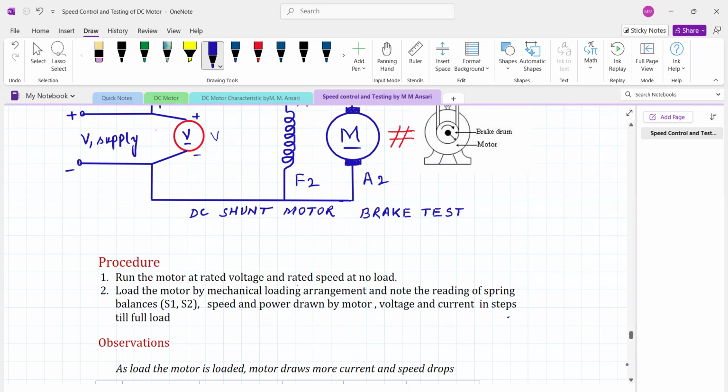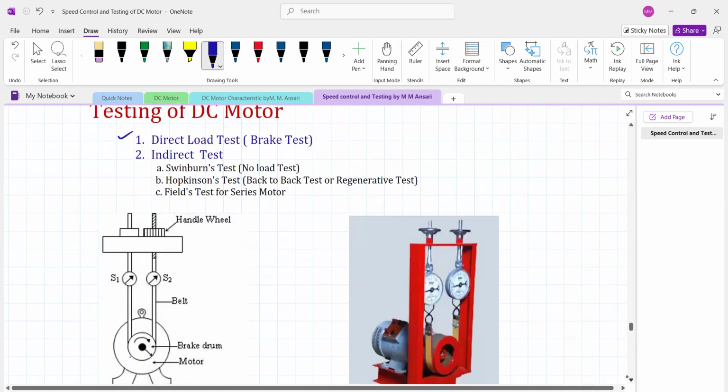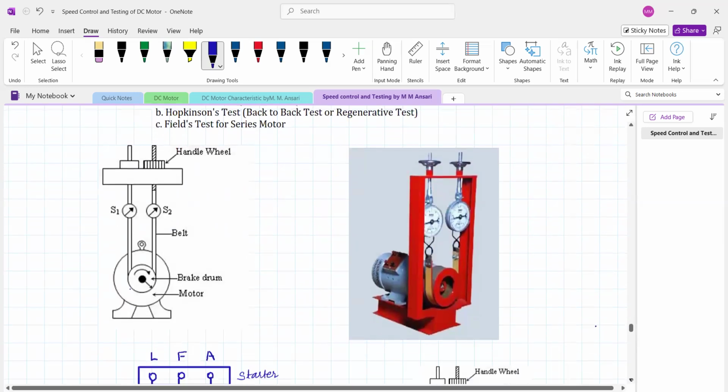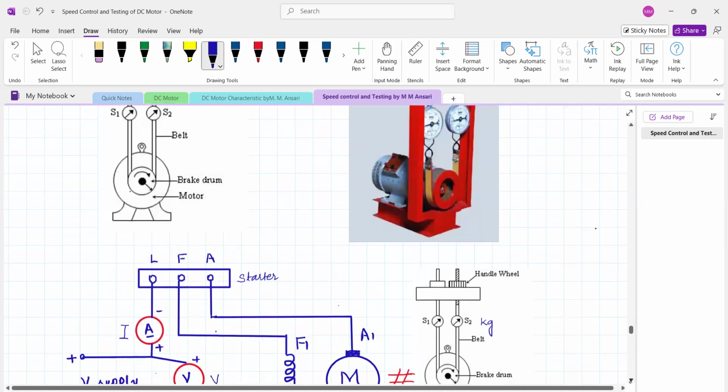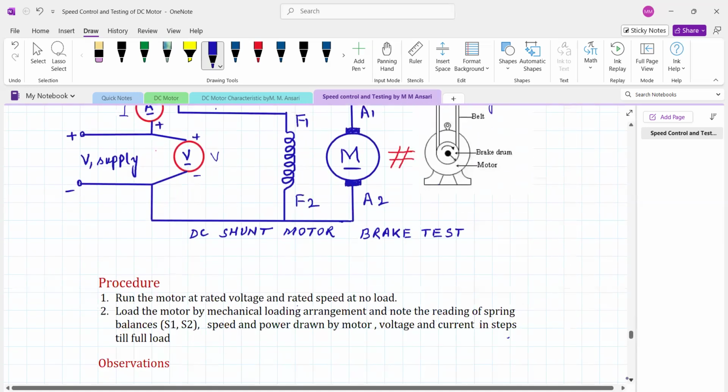Many parameters are written. So second point is that load the motor by mechanical loading arrangement and note the reading of spring balance S1 and S2. So after loading the motor with the help of this mechanical arrangement, correspondingly, we have to measure the load in kg S1 and S2.